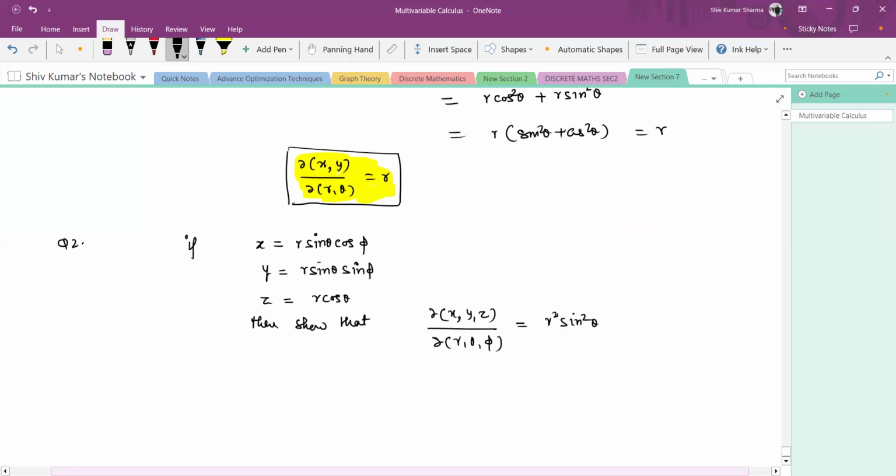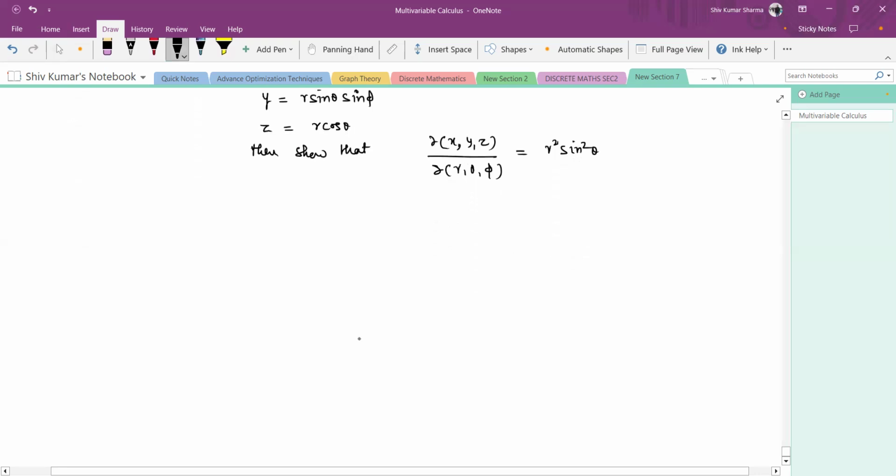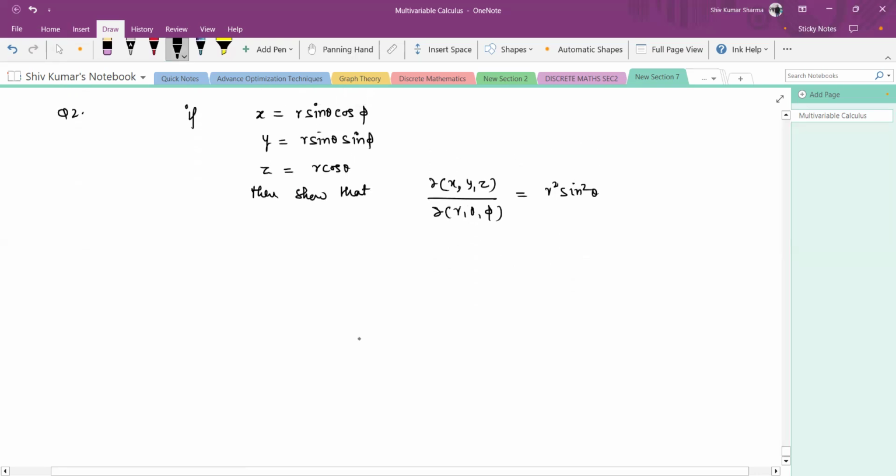So we show that. That means we take the LHS. So now we do the solution of this. When we take the LHS, it is del x, y, z upon del r, theta, phi. So that means the Jacobian. So we directly open the Jacobian determinant of this. So we write del x upon del r, del x upon del theta, del x upon del phi.